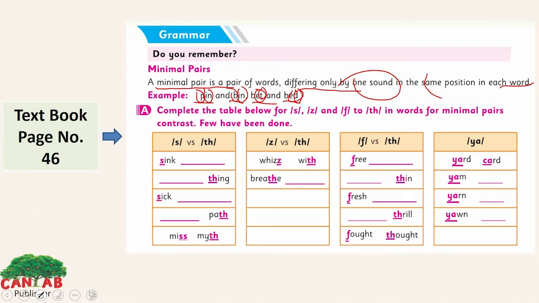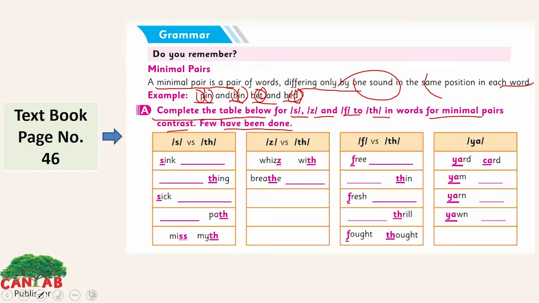Minimal pairs are those words which differ by only one sound. The rest of the sounds are the same, like in bet and bed, only the difference of t or d, or b or p sound here. So, complete the table below for Z and F to th in words for minimal pairs contrast.